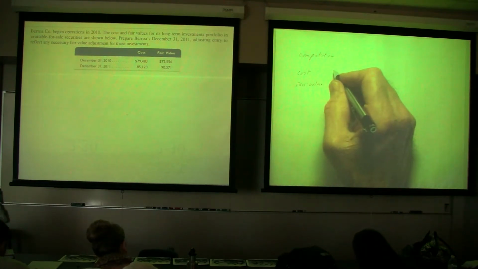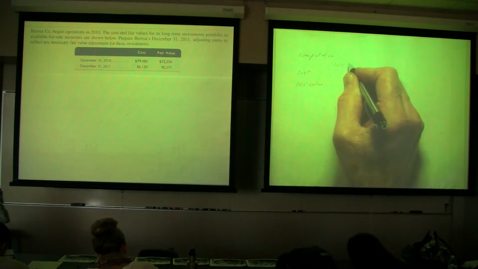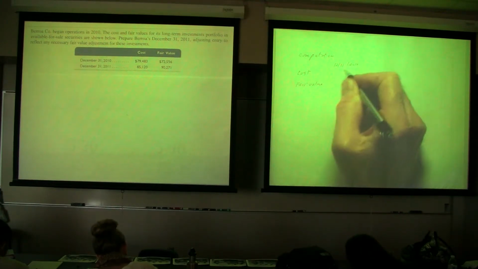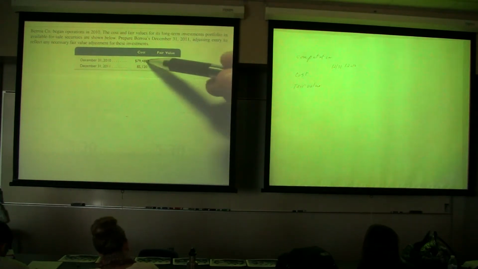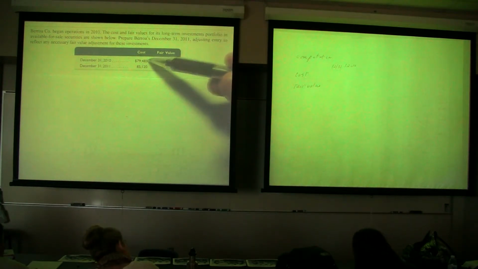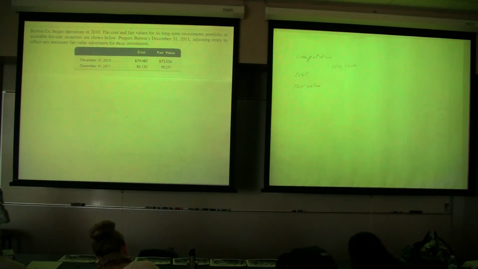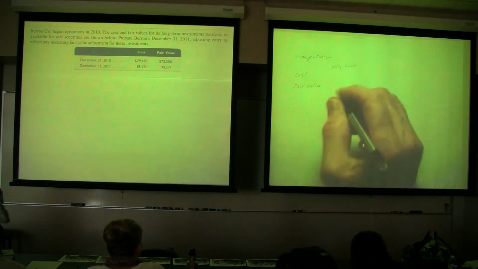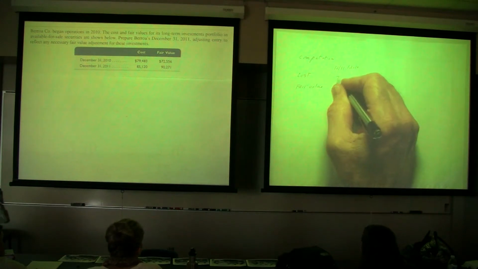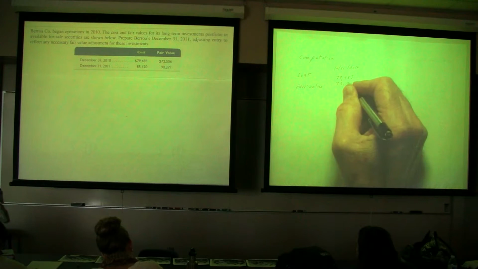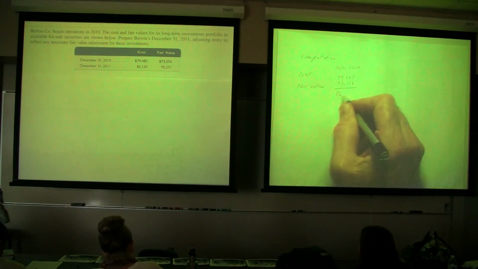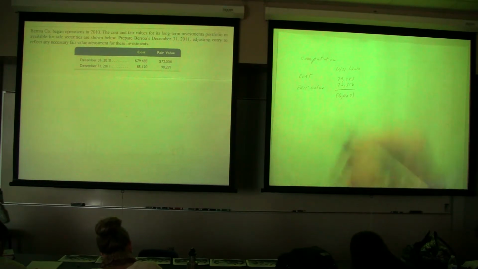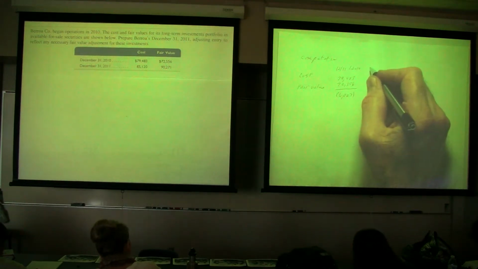All right, so here we have the cost, fair value. So here we have 12/31/2010. Now, we're dealing with these two numbers here. So the cost was 79,481, the fair value is 72,556. Okay? That difference is a loss of 6,927.